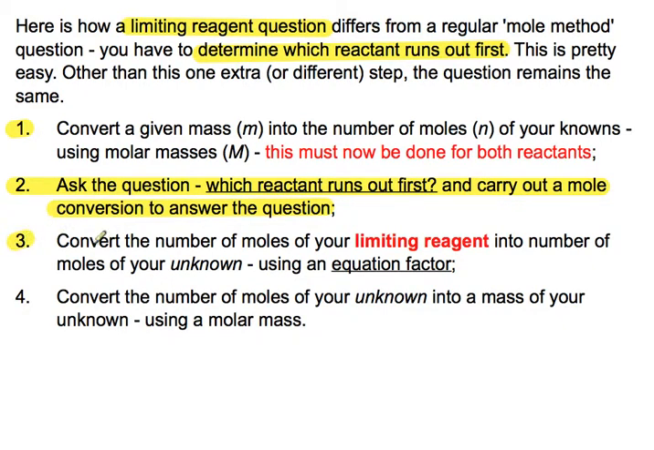Step 3, you've already done. Convert number of moles of your given into moles of your unknown. In this case, our given is our limiting reagent. And we do that with an equation factor. It's just a mole conversion again, but now we know exactly what we want to convert. And step 4, you've already done. Convert number of moles into a mass using a molar mass. So as I said, the main difference is this step. It's a new step, and you've already done the process. So it's just making sure you remember to do that step. It is a step that is sometimes forgotten.